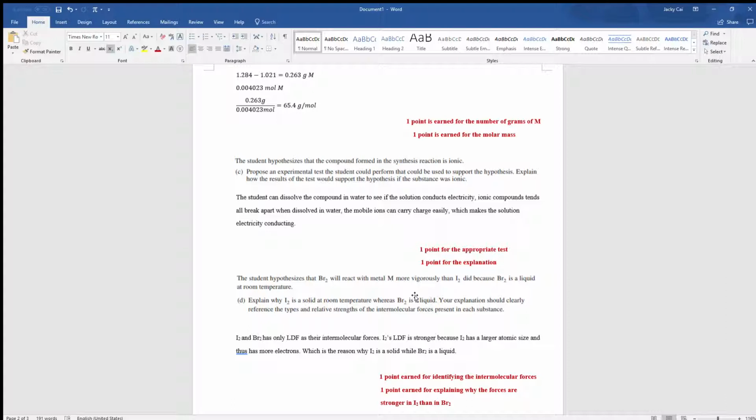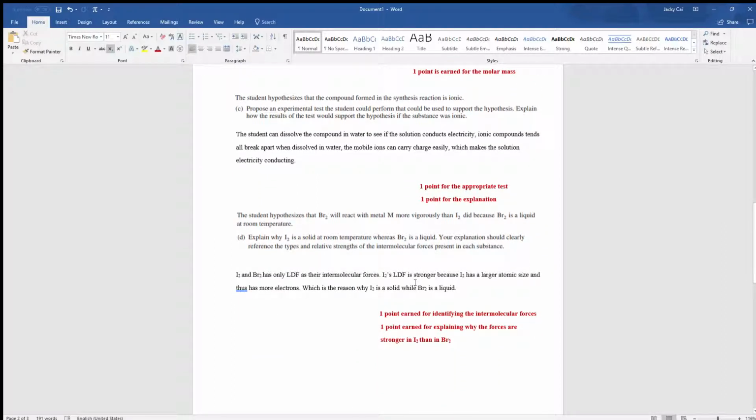What I think the student should do is dissolve the compound into water to see if the solution conducts electricity, because ionic compounds will all break apart when they dissolve in water, and the mobile ions created can carry charge very easily, which will make the solution electricity conducting. And that is the best proof that the compound formed by the reaction is ionic. And for this question, 1 point is earned for the appropriate test, and another point is earned for the explanation.